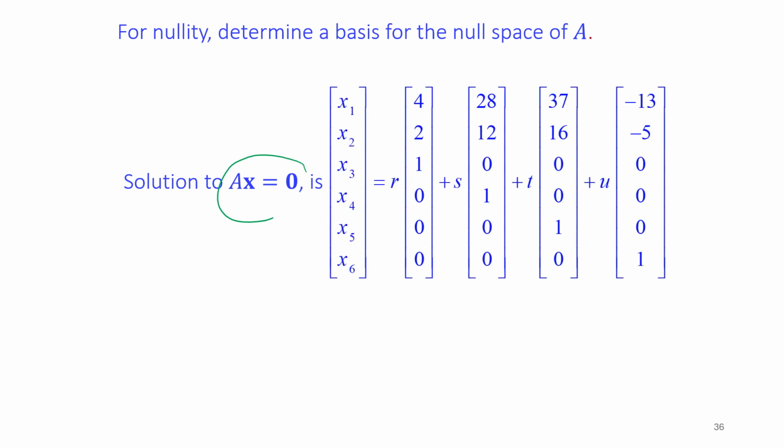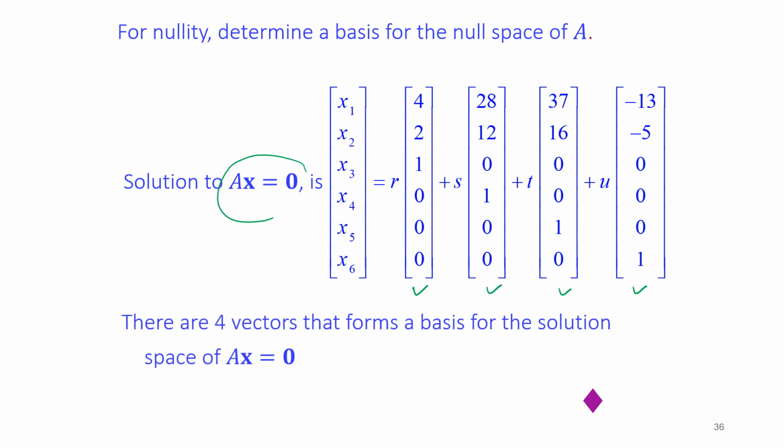For nullity, we need to determine a basis for the null space of the matrix A. And recall that the null space of a matrix A is the solution space for the system of linear equations Ax equal to the 0 vector. And here is the solution for the system of linear equations Ax equal to the 0 vector. And from here we see that these four vectors form a basis for this solution space. Therefore, the number of bases for the null space is 4, and therefore the nullity of the matrix A is 4.